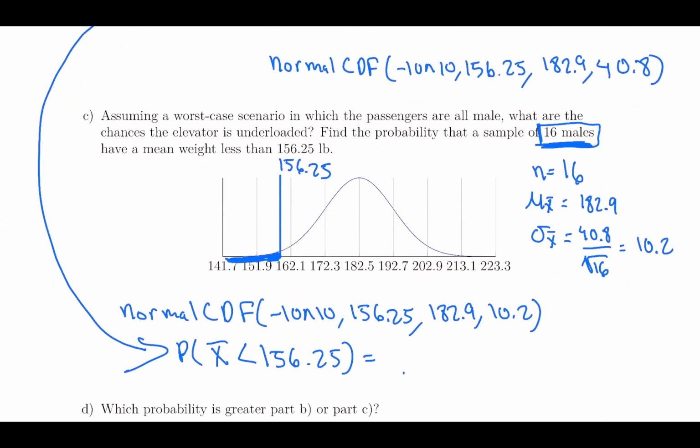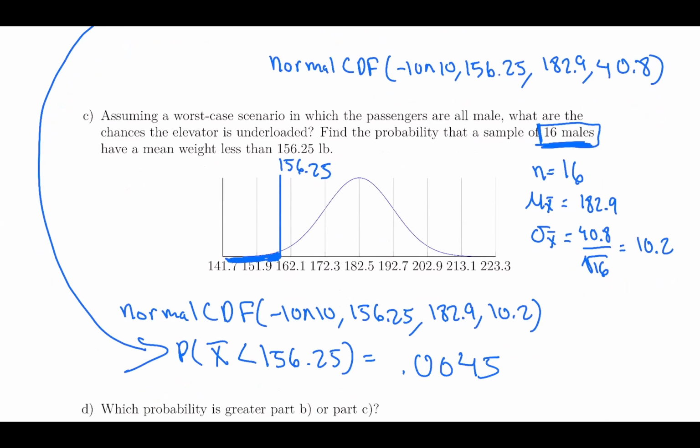So you get 0.0045. Yeah. And that's it for C. Any question in regard to C? All right, let's do D.